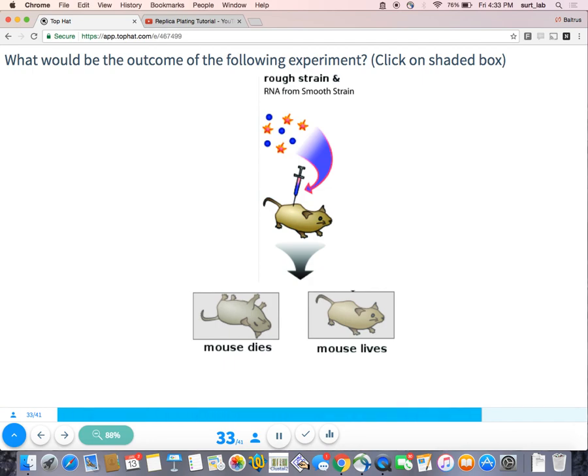All right, so what I'm going to do is close this, if I can.